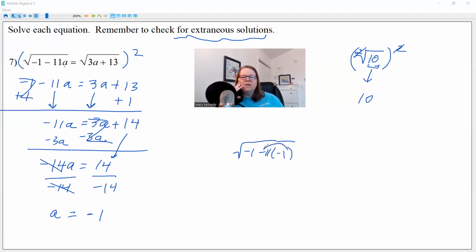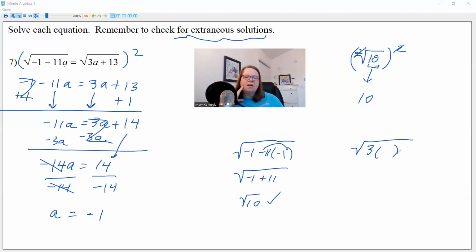So negative times negative is positive. So this will be -1 plus 11, which is 10. That's funny that that's the number. I didn't realize that when I did that. Okay. So square root of 10. That's fine. You can have a positive number. So that's okay.